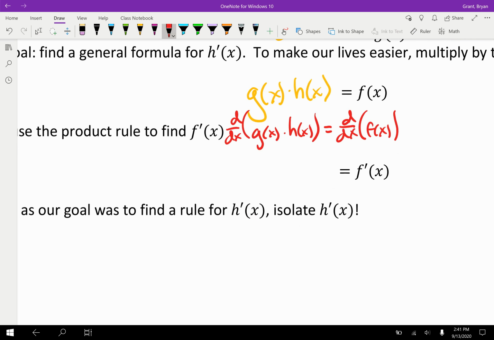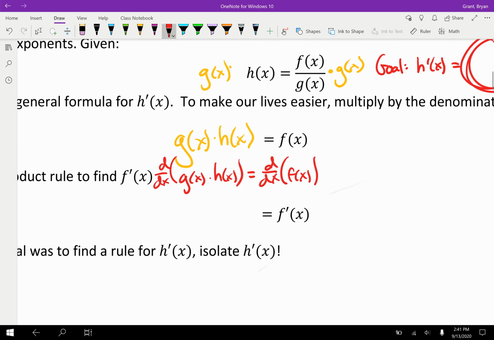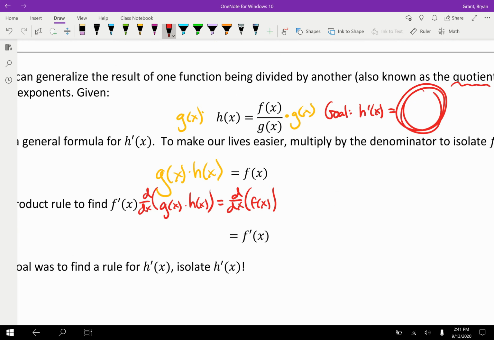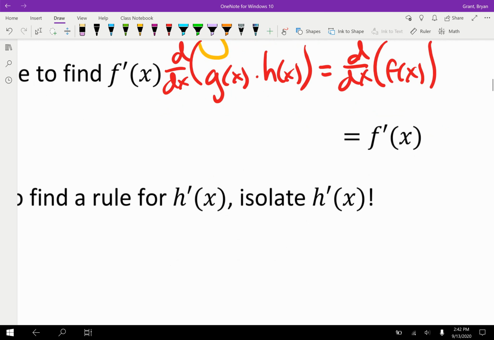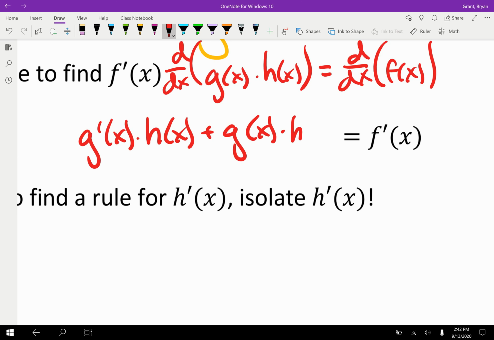Now why am I taking the derivative of each side? Well, remember our end goal. We want to find h prime of x equals something, so we need an h prime of x, and my problem doesn't have h prime until we take the derivative. Okay, product rule for the left side: g prime of x, keep the second one the same. Now we keep the first one the same and multiply by the derivative of the second. Of course, the derivative of f of x is just f prime.